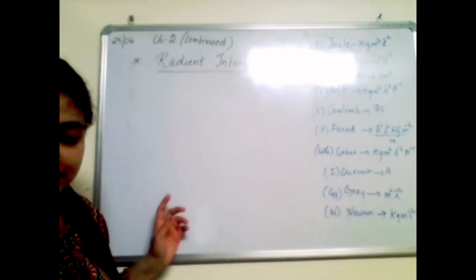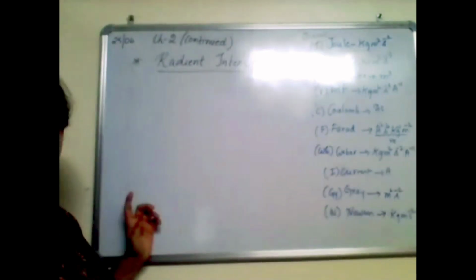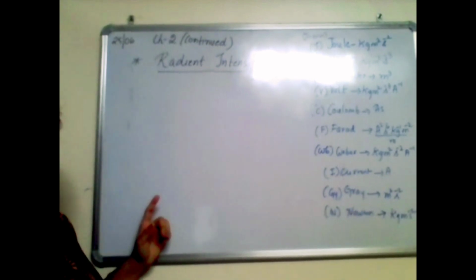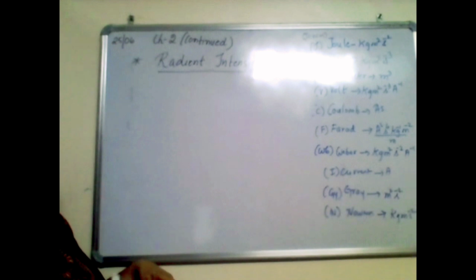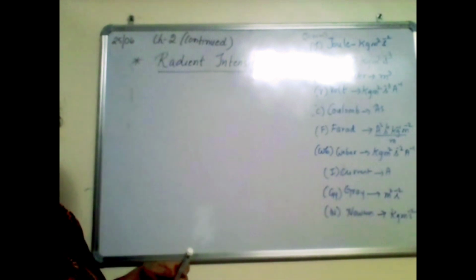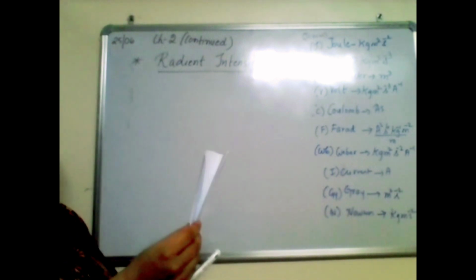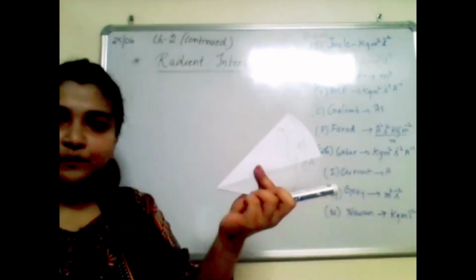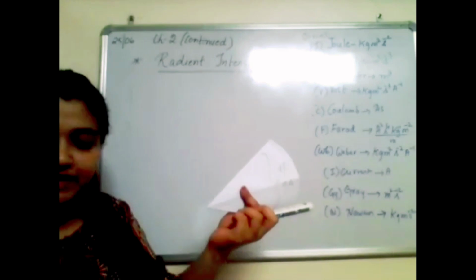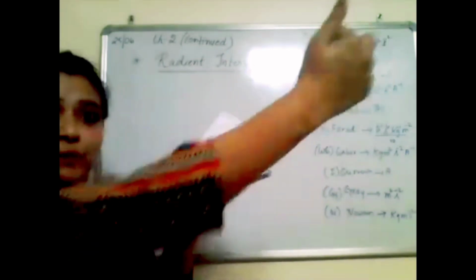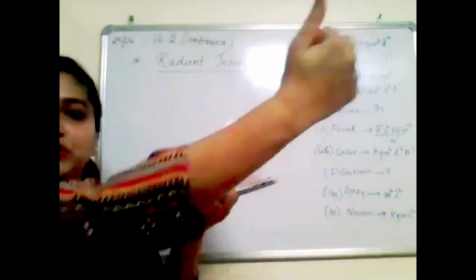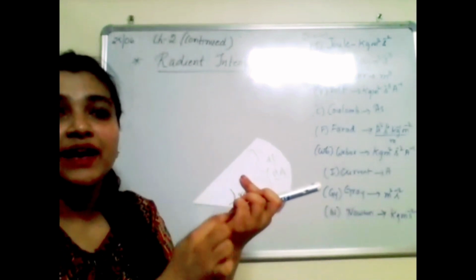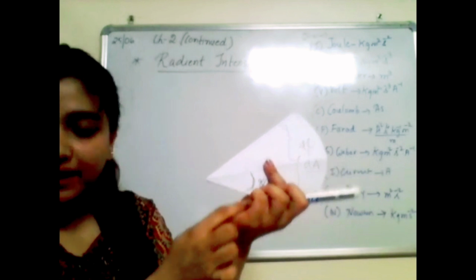So radiant intensity is nothing but the radiant energy radiated from a point source per solid angle in the radial direction per unit time. That means how much radiant energy is emitted. Suppose this is the solid angle here. There is certain radiant energy radiated from a point source, coming per unit solid angle.